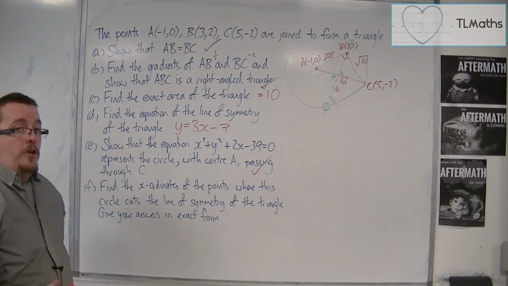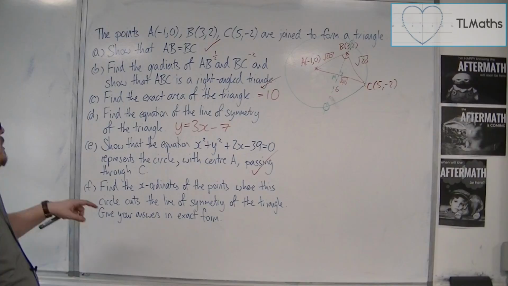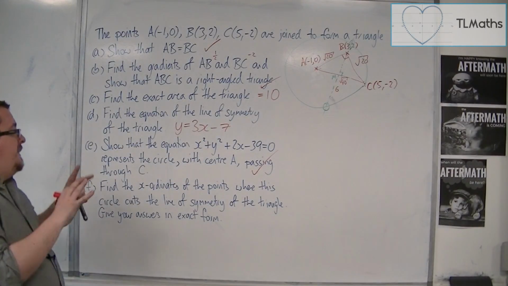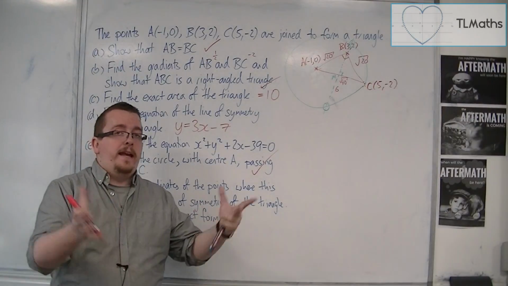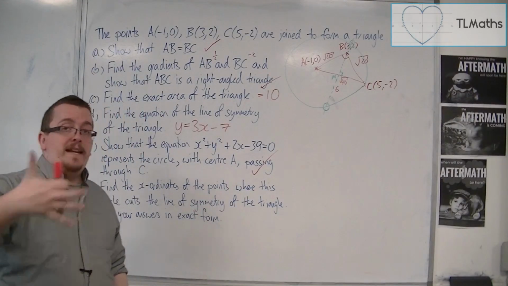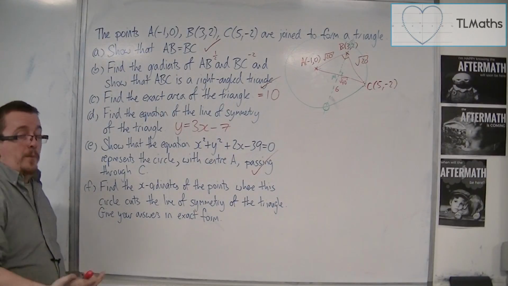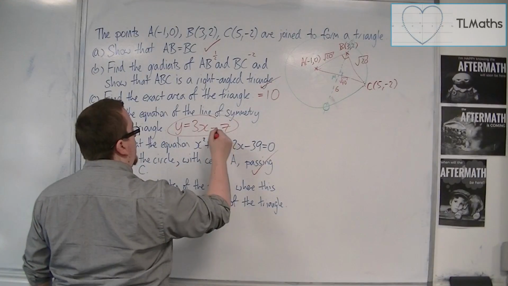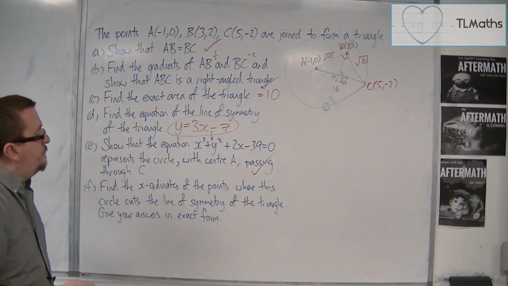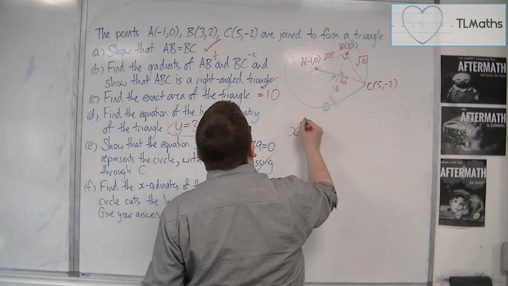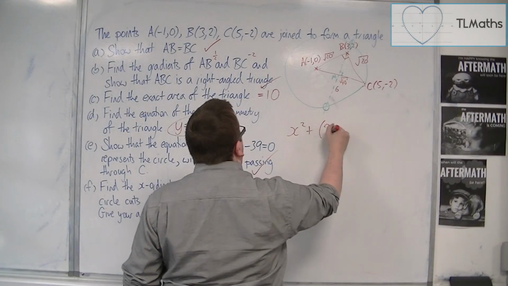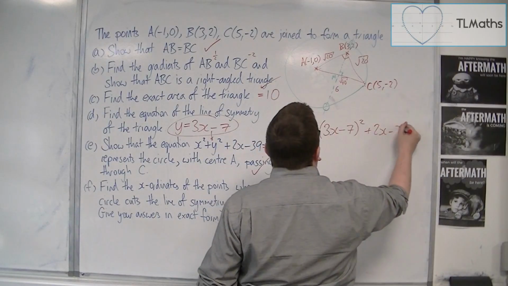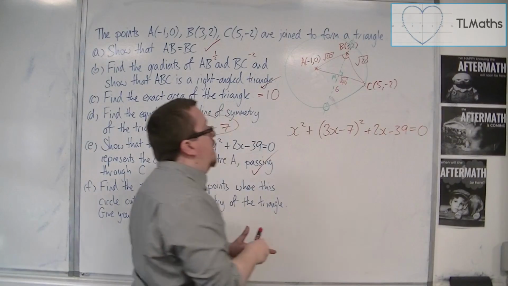So what I can do is replace the y in here with that y there, because effectively I'm working out where the line intersects the circle. The word intersect means that I'm going to use simultaneous equations. So I'm going to substitute this equation into that one. So we have x squared plus y, so 3x minus 7 squared, plus 2x minus 39 is 0.